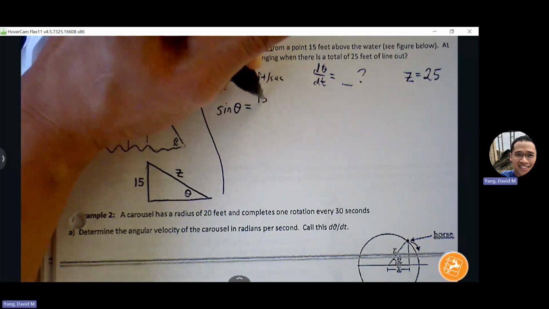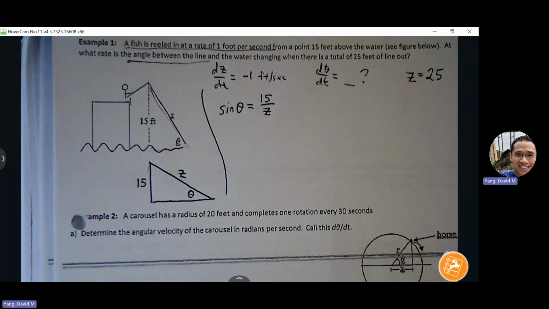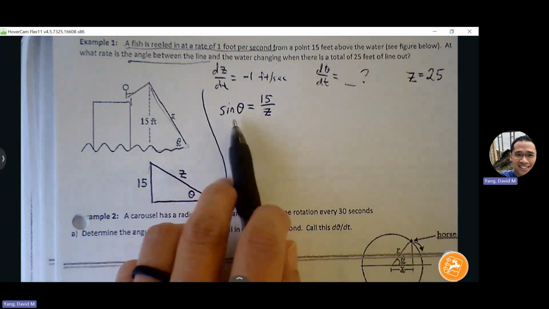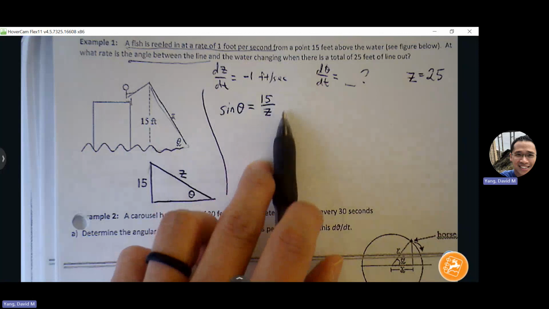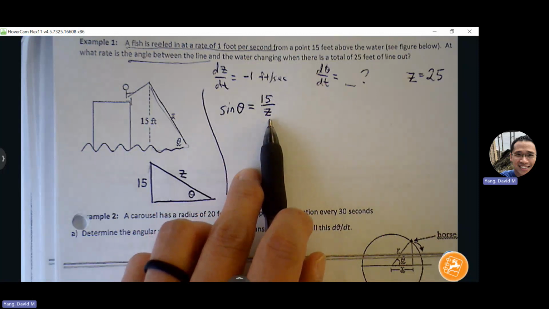Okay, so we'll pick sine of theta equals 15 over Z. Okay, we want to find the derivative. We're expecting d/dt to show up. The left side, we should be able to recognize the derivative rule here, but the right side, what rule should we use for the derivative?